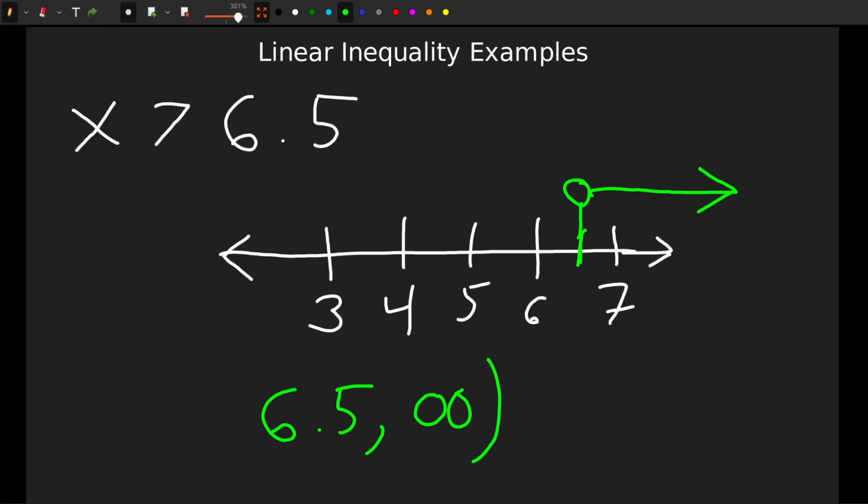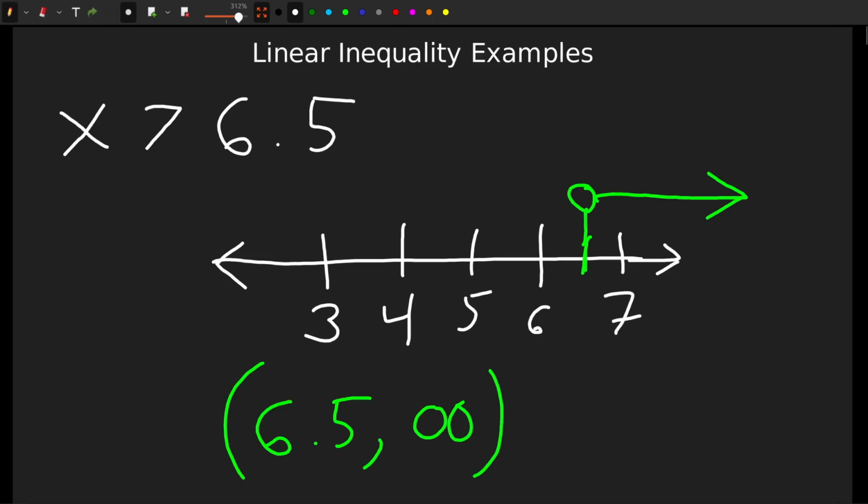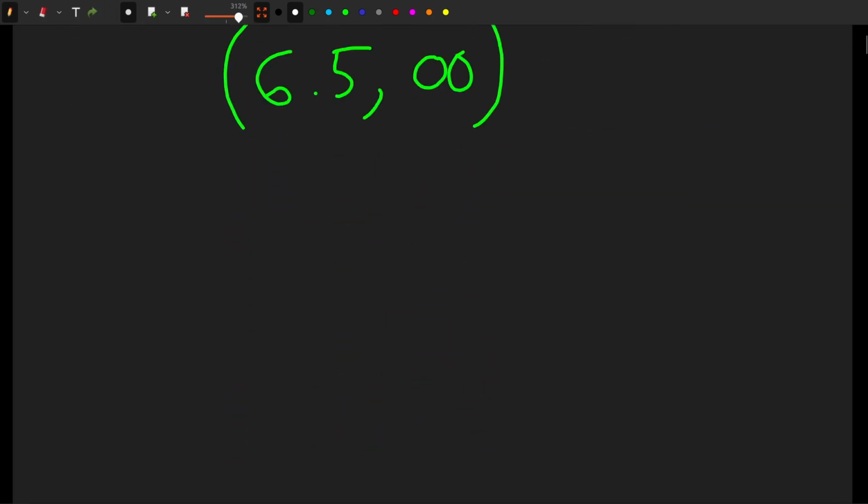And both of them have parentheses. Additionally, you could use 6.5 if you wanted to. It's the same thing. And that is the first problem. We'll move on to the next problem. Next problem gets a little bit more challenging.